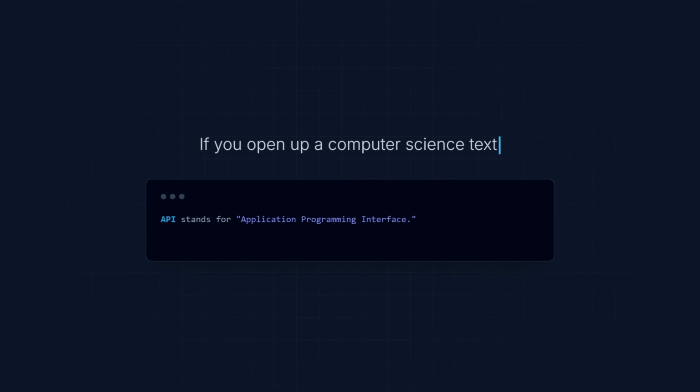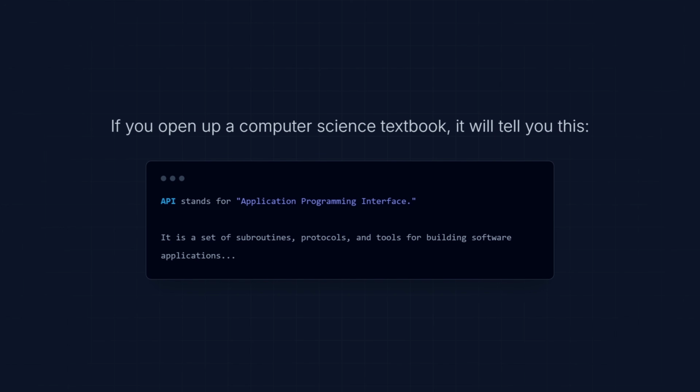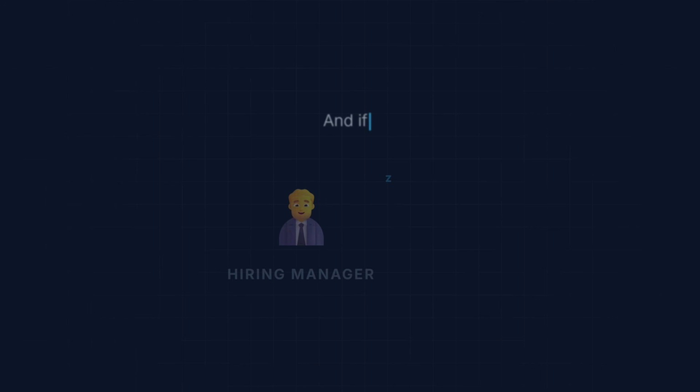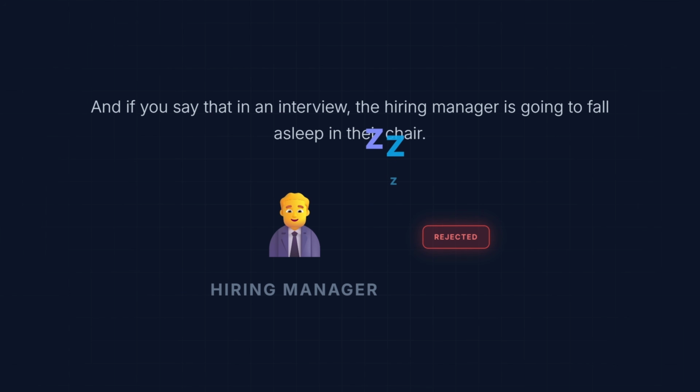If you open up a computer science textbook, it will tell you that API stands for Application Programming Interface. It will say it is a set of subroutines, protocols, and tools for building software applications. And if you say that in an interview, the hiring manager is going to fall asleep in their chair. They do not want a dictionary definition. They want to know if you actually understand how the internet works.